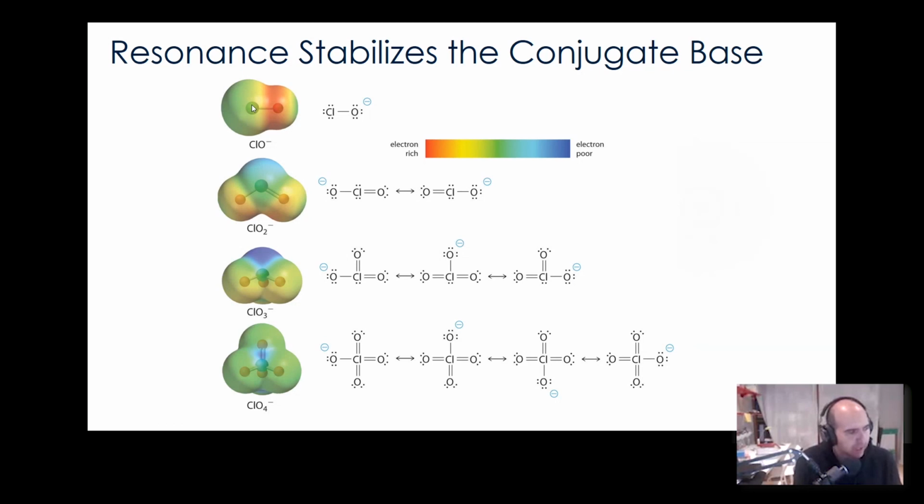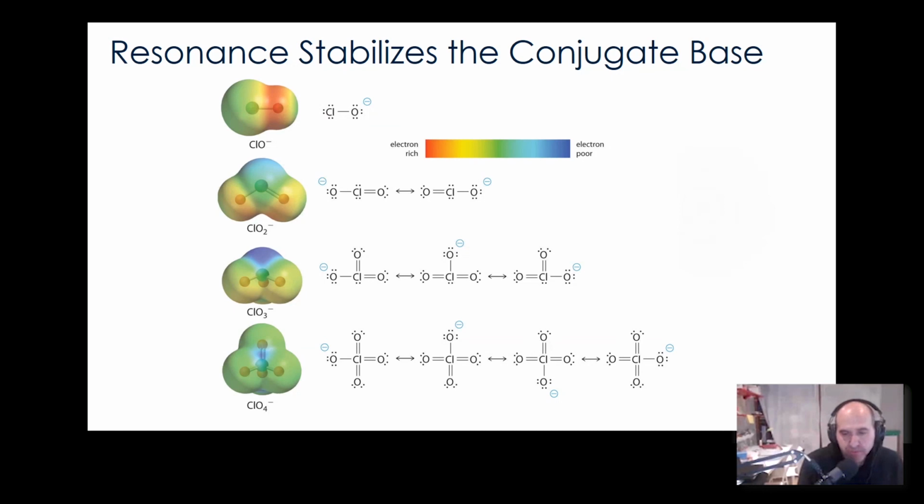So, for example, for the hypochlorite ion here, there's no resonance possible, and so we have a very high charge density on the oxygen. For the chlorite ion, there's a little bit of resonance, so the charge density is somewhat decreased on the oxygens. But as we can draw more resonance, the charge density decreases. And as the charge density decreases, we increase the stability. And so that's the next factor, resonance.